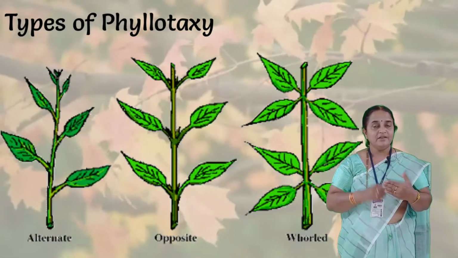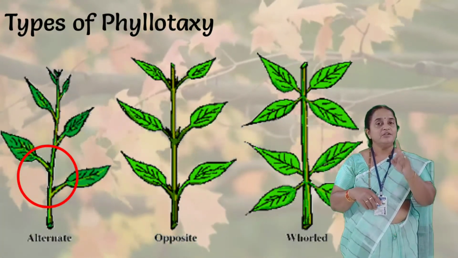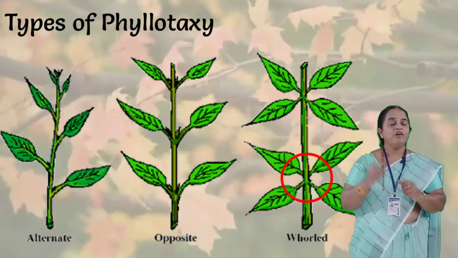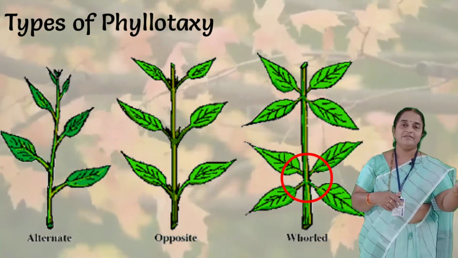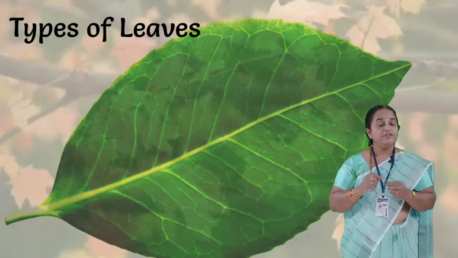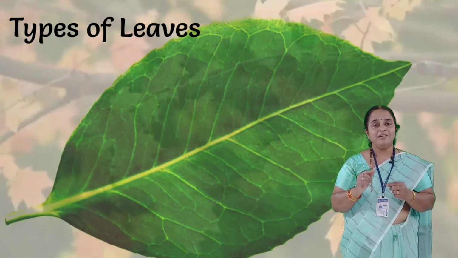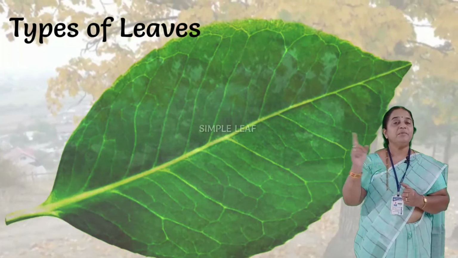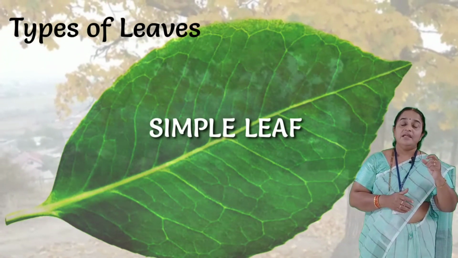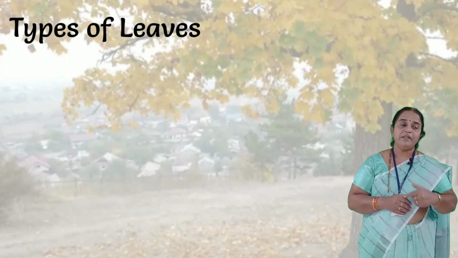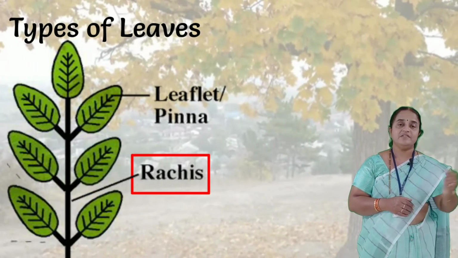So alternate, one node, one leaf. 2 leaves from one node, opposite. And many leaves from one node, whorled phyllotaxy. Let us move on to the types of leaves. When you see the leaf, there is only one leaf lamina to the base or to the petiole. It is simple leaf. There are many leaves where the leaf lamina gets dissected because petiole elongates as a rachis.